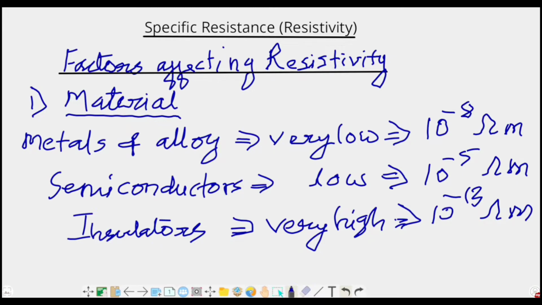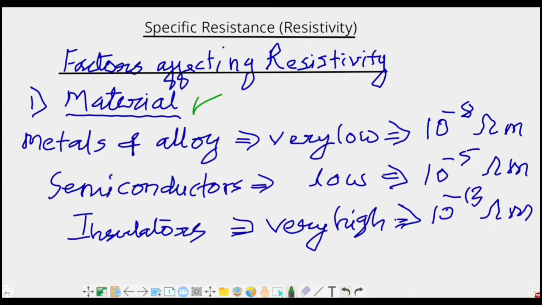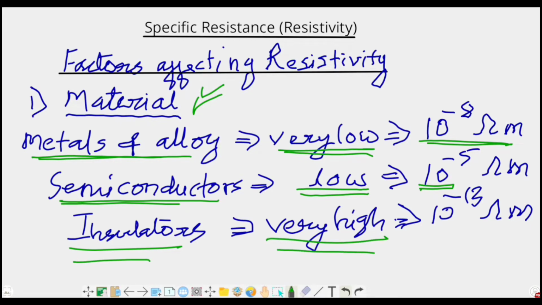Understood? So keep in mind that the very first factor affecting the resistivity is the material. For metals and alloys, it is very low, of this order. For semiconductors, it is low, a little bit higher than the metals and alloys, and it is of the order of 10 raised to minus 5 ohm meter. But for insulators, it's very high, around 10 raised to minus 13 ohm meter.